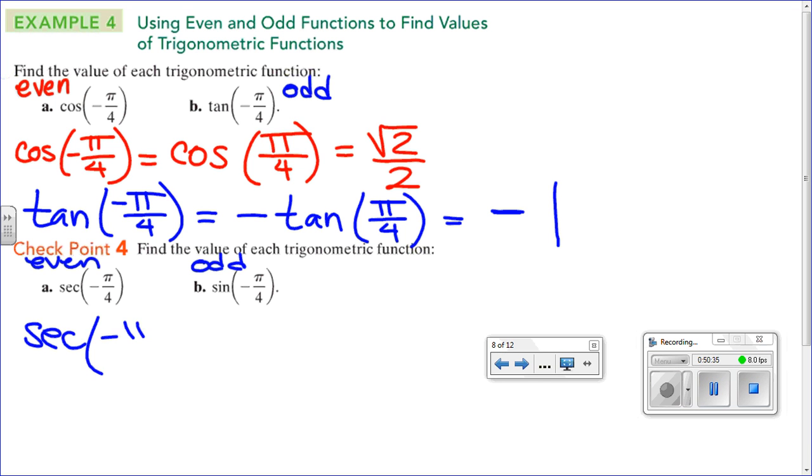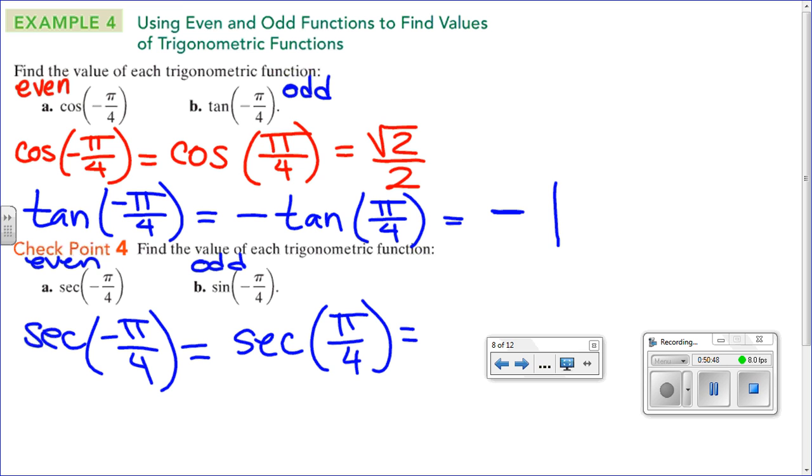So for the secant of negative pi over 4, secant is even, so it's the same as the secant at pi over 4. And so we all know, right, that the secant of pi over 4 is the square root of 2.